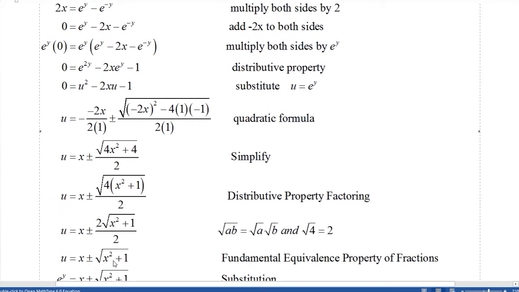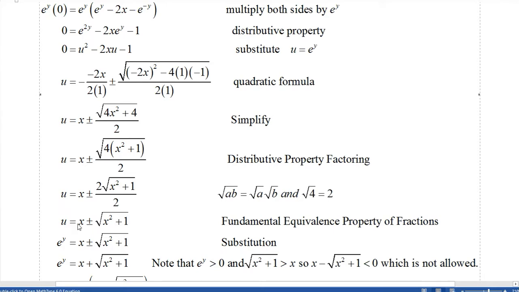And the 2's cancel here. And so we get u equals x plus or minus the square root of x squared plus 1. But now u is e to the y. So e to the y is x plus or minus the square root of x squared plus 1.